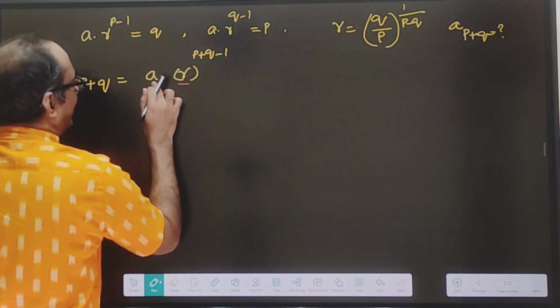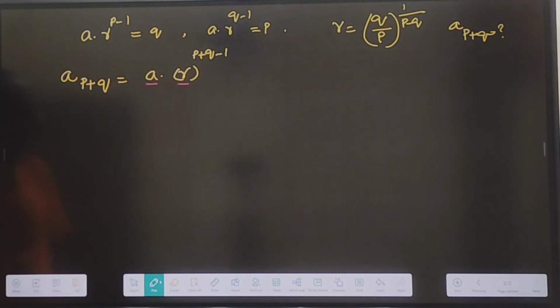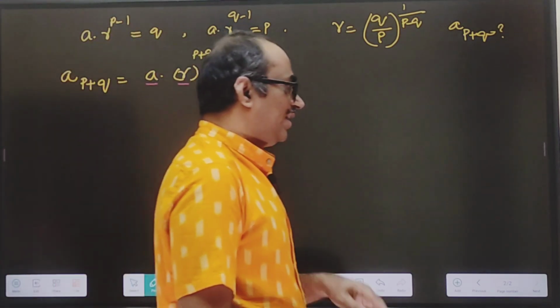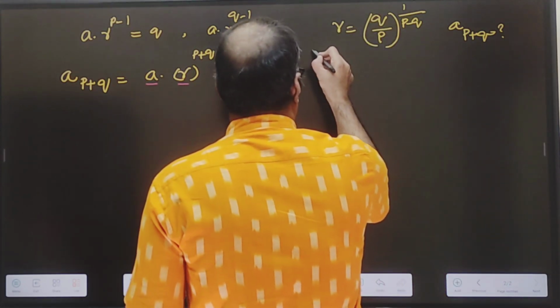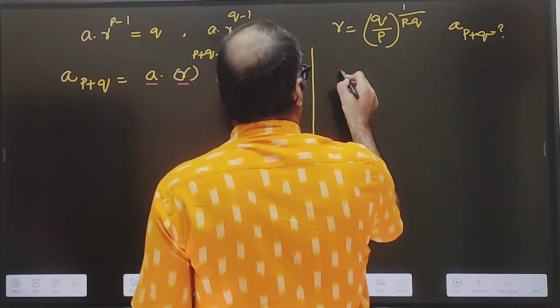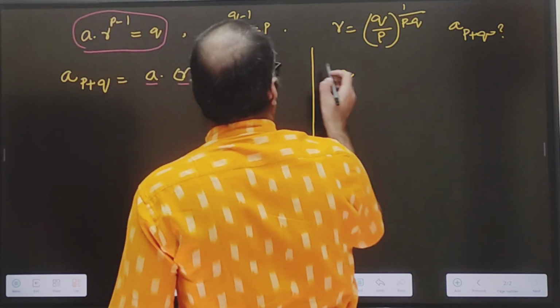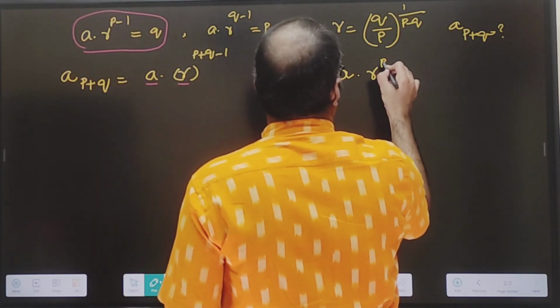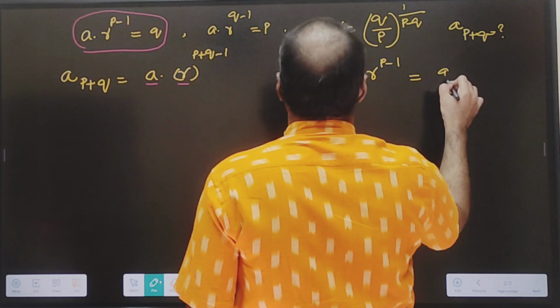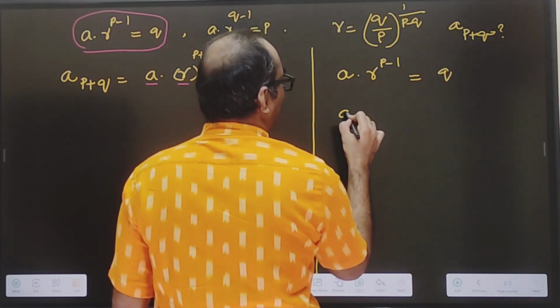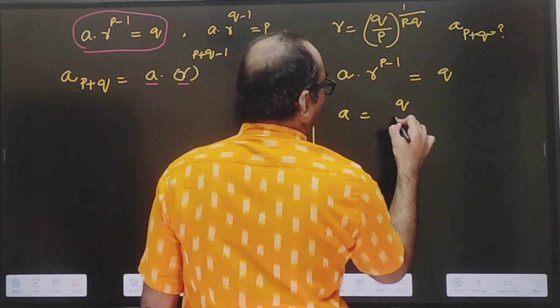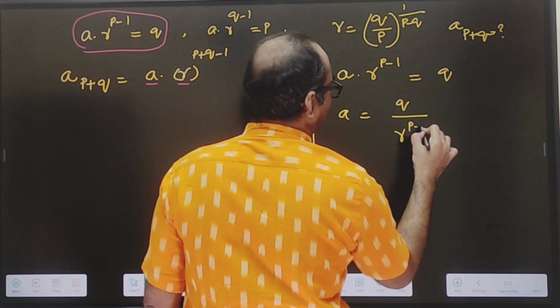We already calculated the r value. We need to know the a value. If we are able to find out the a value, then we can just go and substitute. So let's go ahead and find out the a value. For that, we will take this condition: a into r to the power of p minus 1 equals q. Then a equals q divided by r to the power of p minus 1.